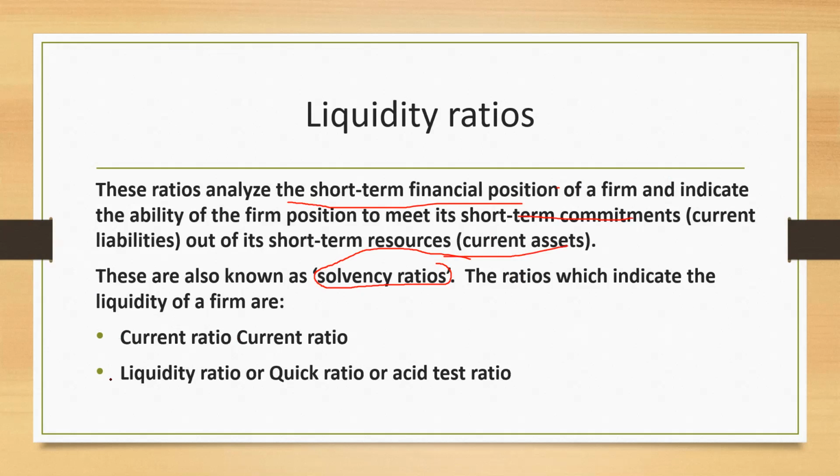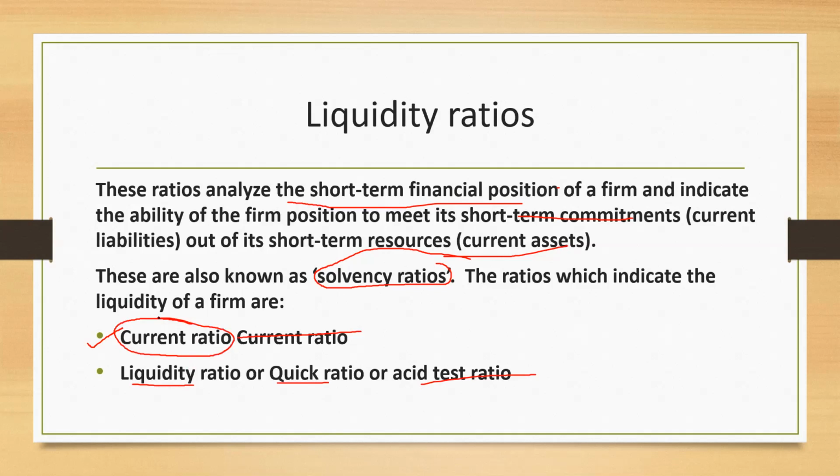So there are two types of liquidity ratio. First is current ratio, and next is liquidity ratio, also known as quick ratio or acid test ratio. So these are two types of ratio, current ratio and liquidity ratio. We'll find how sums related to them are done. First we'll start with current ratio, that is how current ratio is found out.